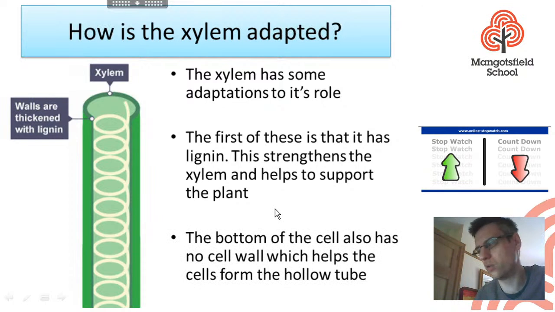Also, there is a gap in the cell wall of the cell which helps it to form a hollow tube. Water needs to basically get sucked up the plant. You'll learn more at GCSE: water evaporates from the top of a plant. It's called transpiration, and that creates a sort of suction effect of water getting sucked up the plant. So the xylem needs to have holes in the bottom of its cell wall to help create a hollow tube where water can zoom straight up the plant.